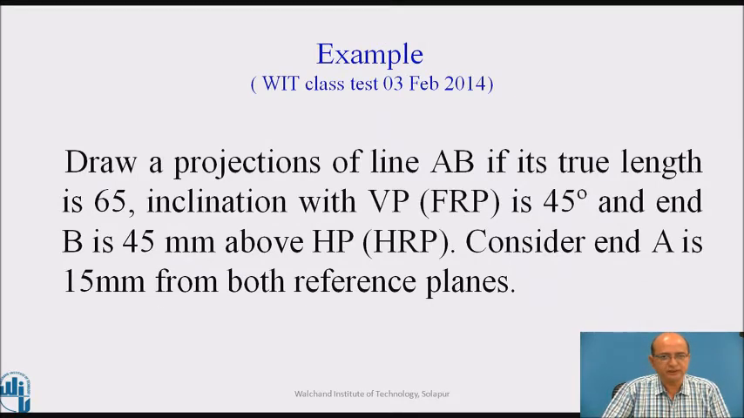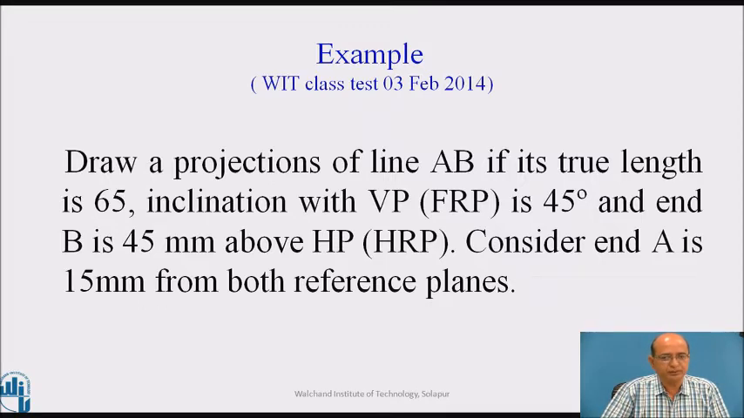Here the example or the question is, draw the projections of line AB if its true length is 65 millimeter, inclination with vertical plane, or we can call that the frontal reference plane, FRP, is given as 45 degrees, means that is a true inclination, and end B is 45 millimeter above HRP. End B is 45 millimeter above HRP or HP.